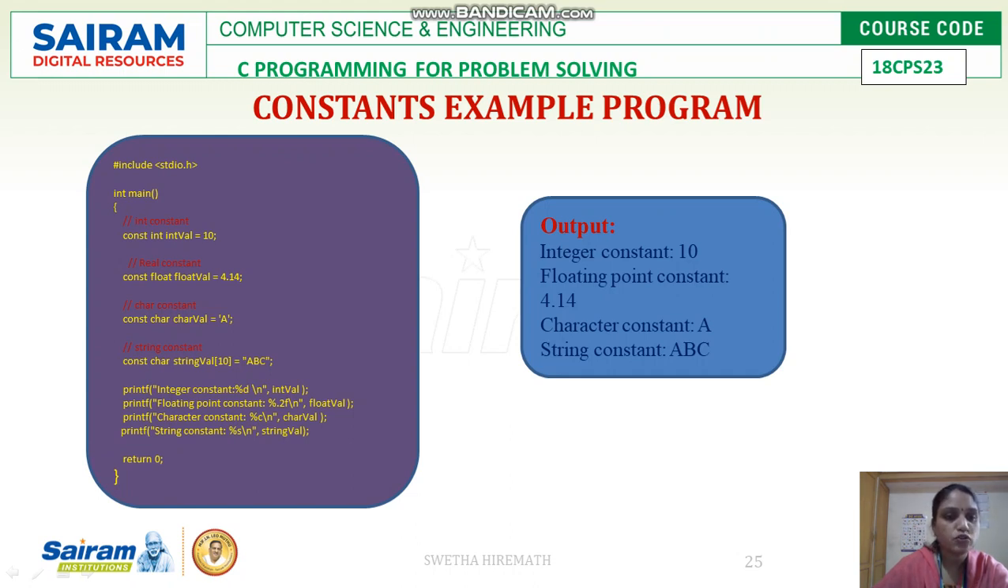So here we are going to print those values. Once we print the values, we get the values we stored here: 10, 4.14, A and ABC are the output of this program. You can see the output here: 10, 4.14, A and ABC. So this is the output for our constant program example.